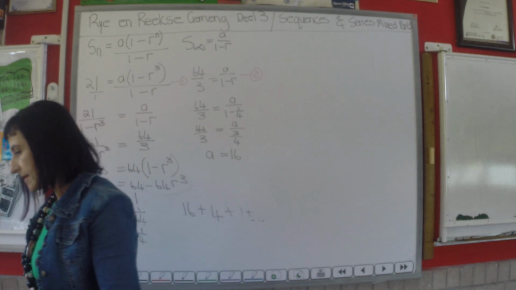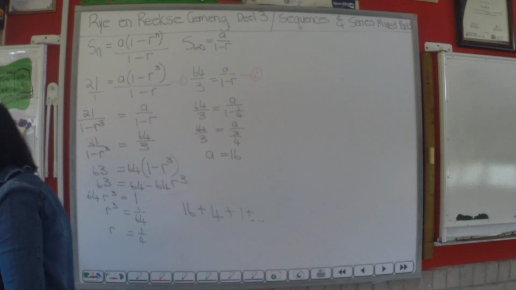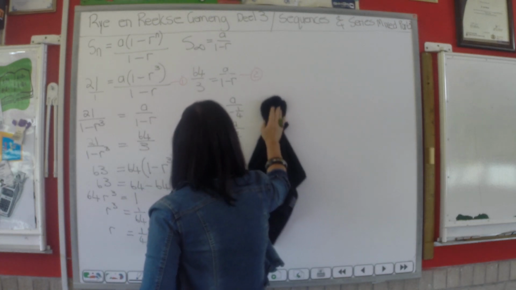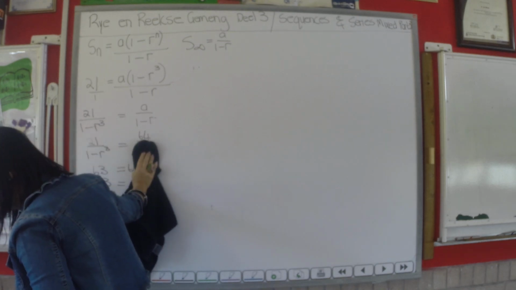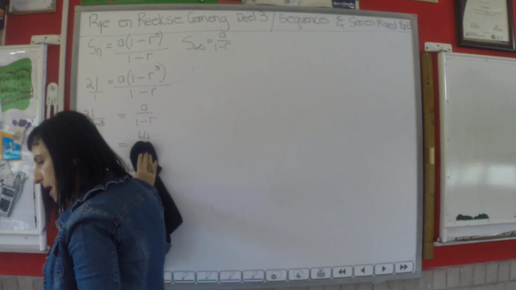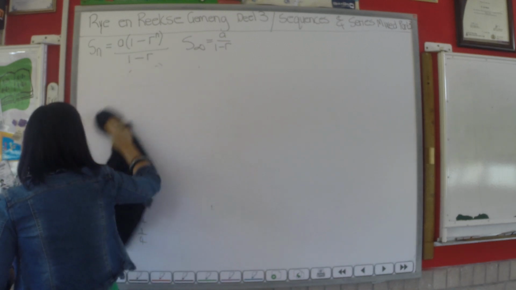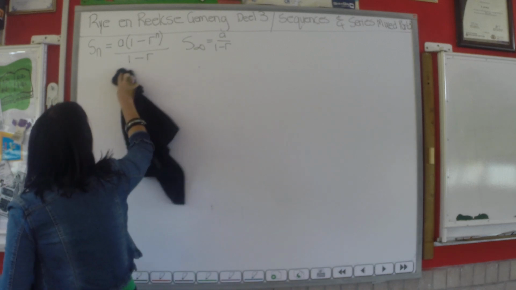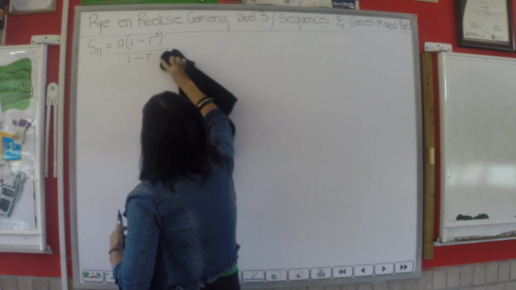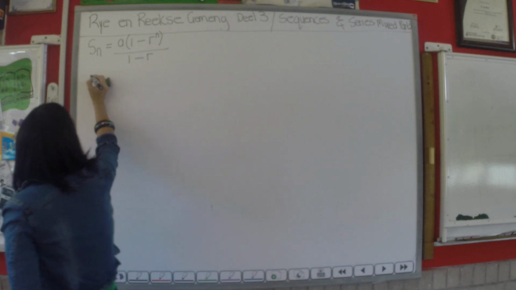Okay, let's look at the next question. They say that the sum of the first three terms of a geometric series equals 52, and the sum of the next 3 terms equals 1404. So we've got 2 equations exactly like this. So let's insert the info that we've got.